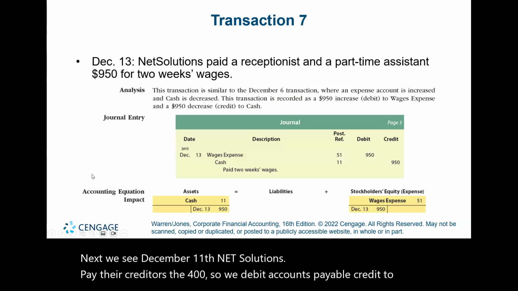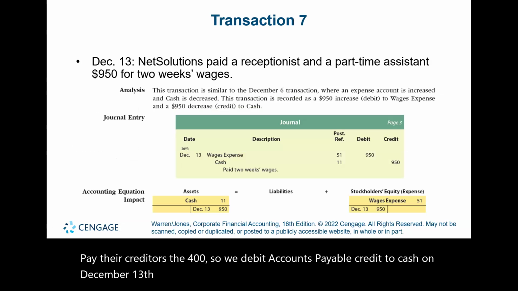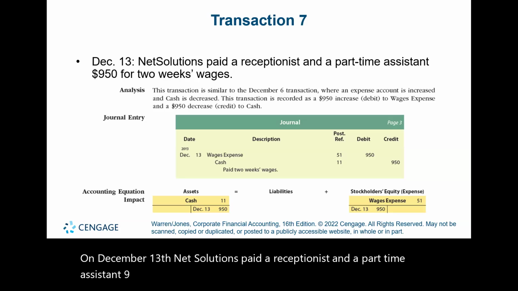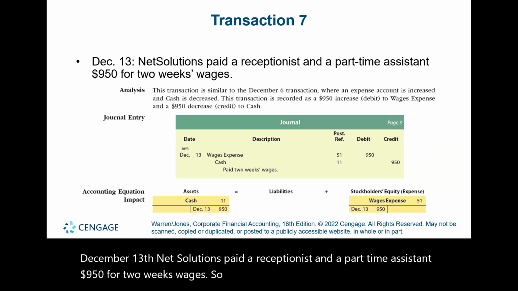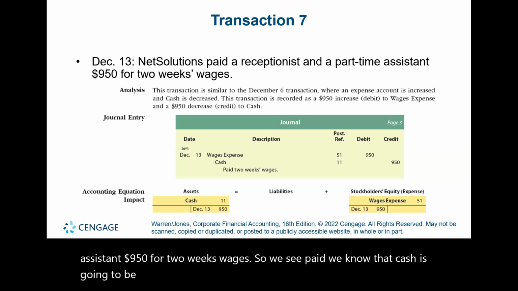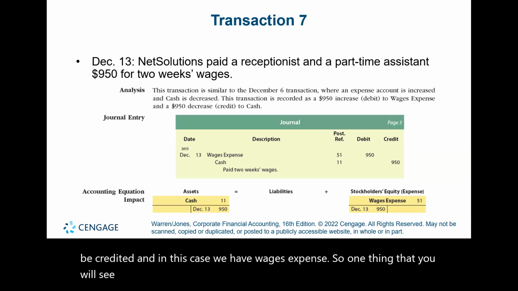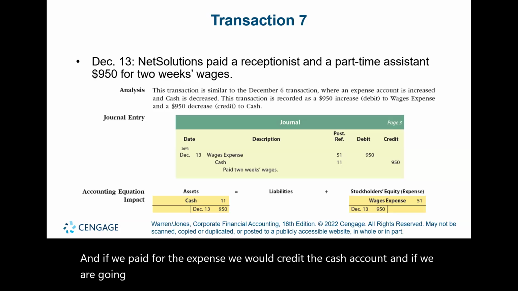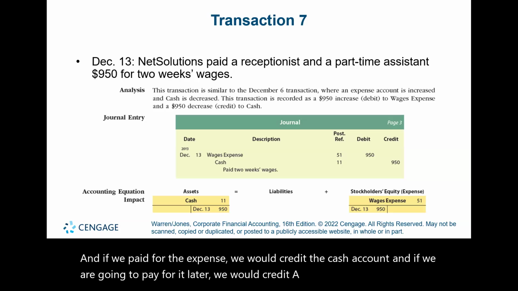On December 13th, Net Solutions paid a receptionist and a part-time assistant $950 for 2 weeks' wages. So we see paid, we know that cash is going to be credited, and in this case, we have wages expense. So one thing that you will see is that anytime we've incurred an expense, the logic remains the same. We will debit the respective expense account, and if we paid for the expense, we would credit the cash account, and if we are going to pay for it later, we would credit a liability account, some form of a payable.